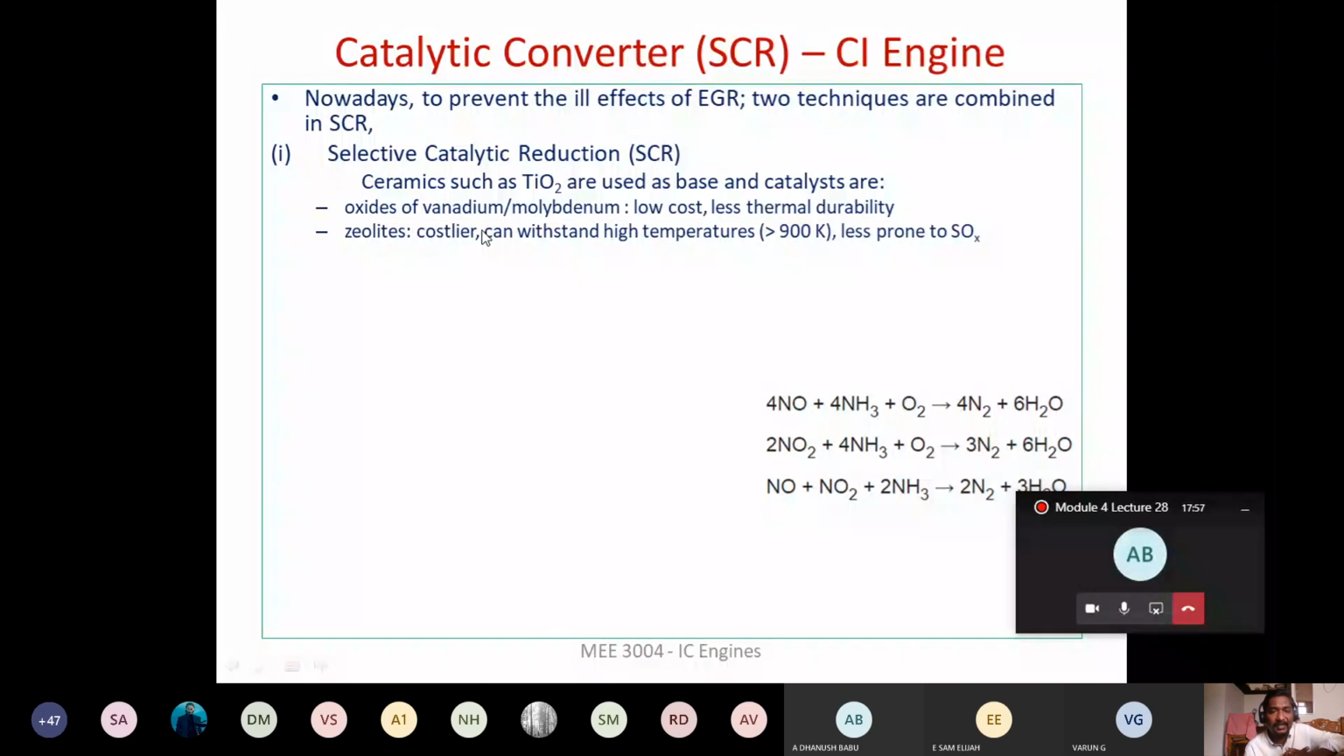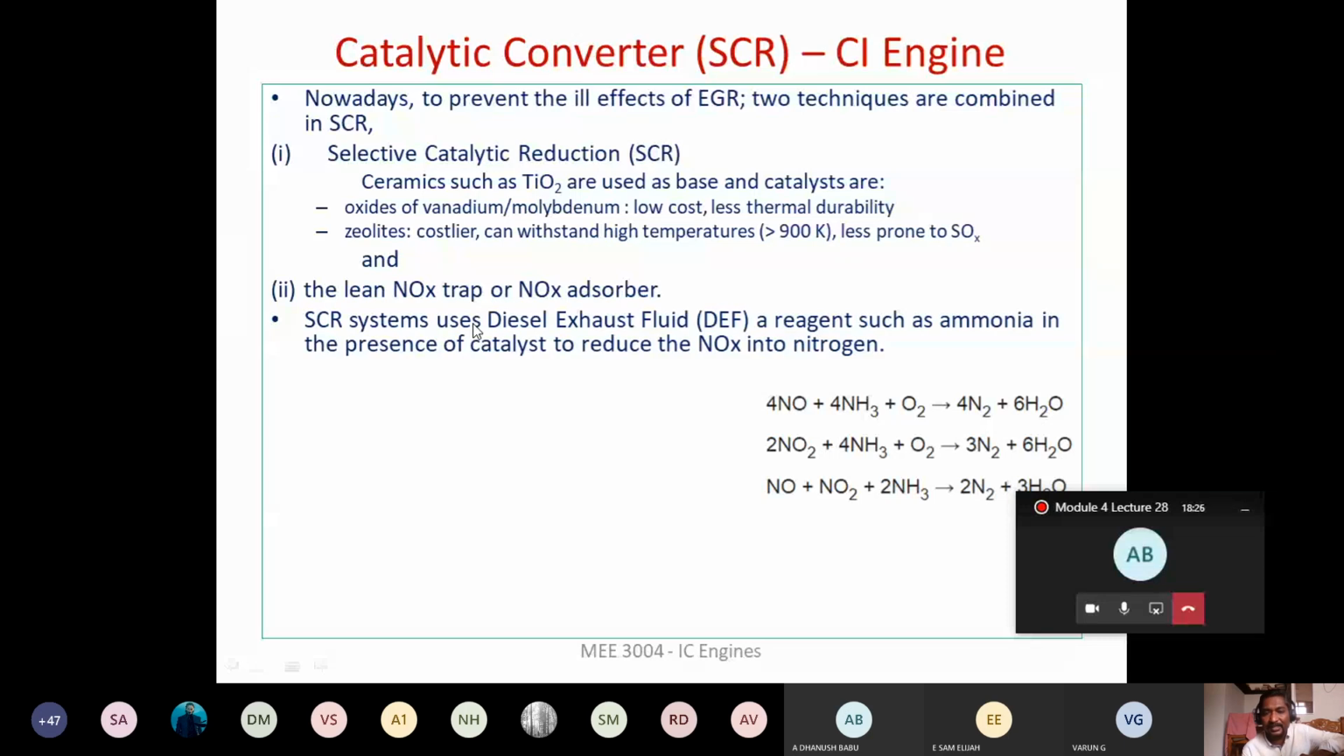So now we have a catalyst. We can perform the removal of unburned hydrocarbon as well as removal of carbon monoxide. However, we have to remove the NOx. To remove NOx, we are going to have either a NOx adsorber. Initially, they were having a NOx adsorber. Subsequently, they have gone for removing the NOx by injecting a diesel exhaust fluid, right?